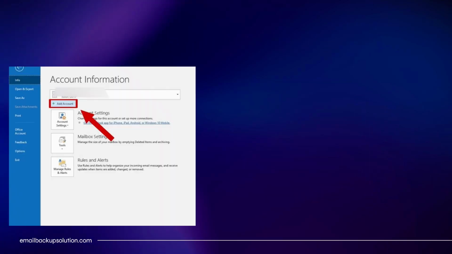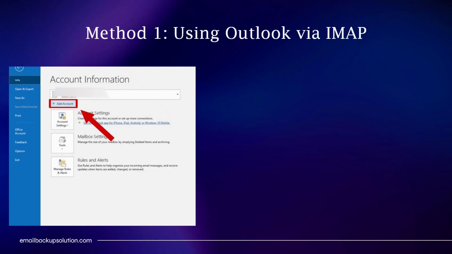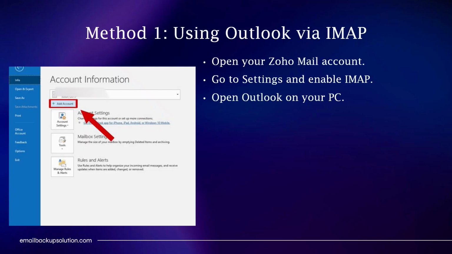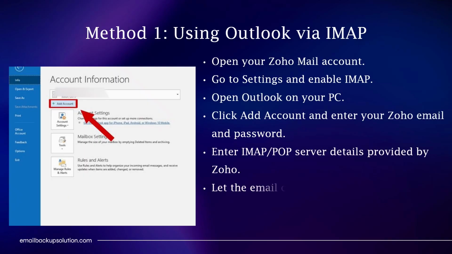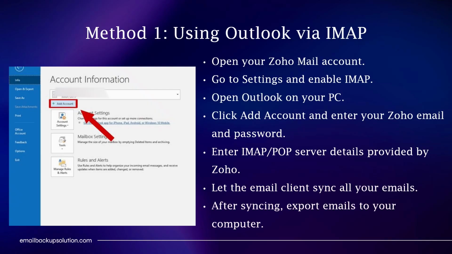Let's see how to back up Zoho emails using IMAP. Open your Zoho Mail account. Go to Settings and enable IMAP. Open Outlook on your PC. Click Add Account and enter your Zoho email and password. Enter IMAP server details provided by Zoho. Let the email client sync all your emails. After syncing, export emails to your computer.